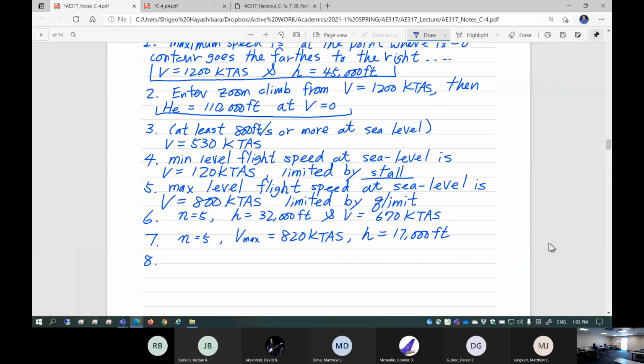So let's conclude this. Suppose you're flying with load factor 5, what is the minimum speed? The minimum speed is 330 knots true airspeed, at sea level, h equal to 0. And the limit is, of course, stall. If you fly slower than this, your airplane stalls out.